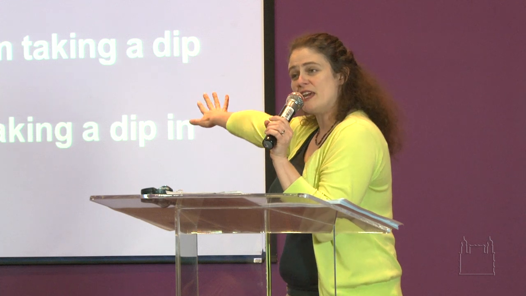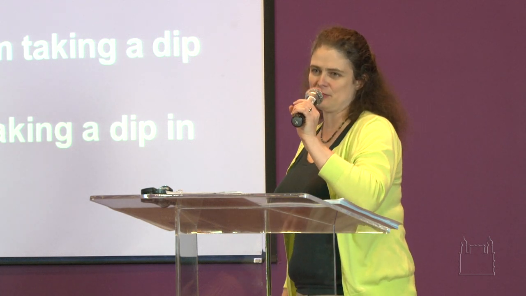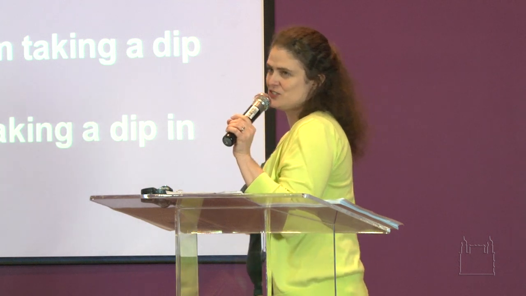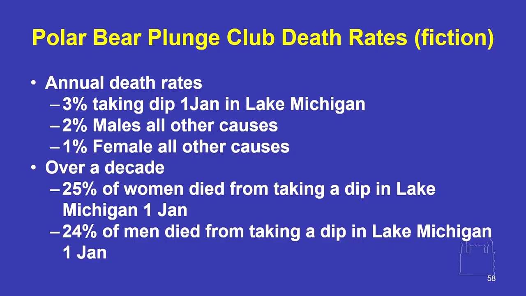So this is all fake data. But we came up with this example a few years ago because it's easier and more fun than trying to talk about smoking and heart disease. So anyway, we got this group of 200 folks, and they go and polar bear plunge together every year. 3% of them are going to die. This is not real. Most people do not die doing this. 3% of them die taking their dip in Lake Michigan on the 1st of January. Along the way, in this group of 200 buddies and friends, 2% of the males die of other causes, and 1% of the females die of other causes.